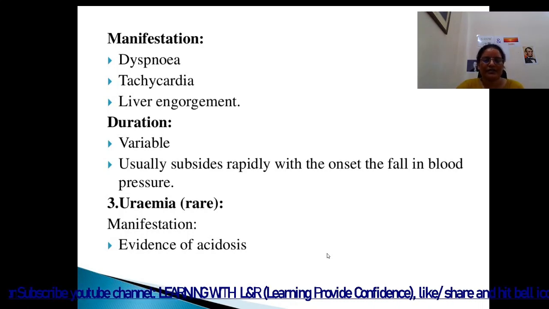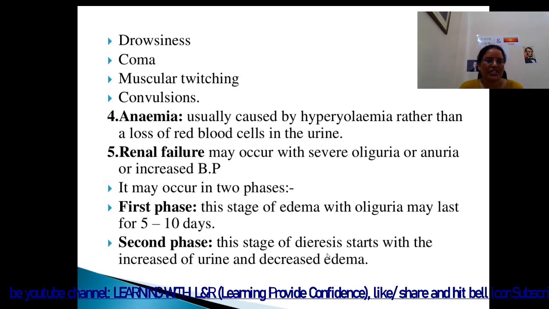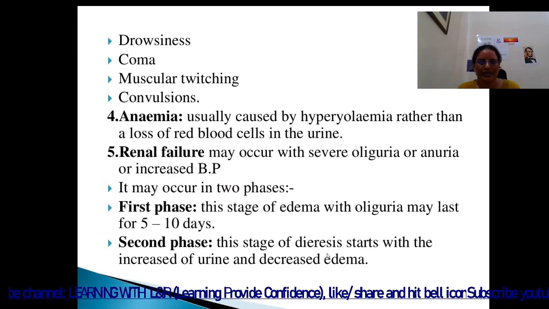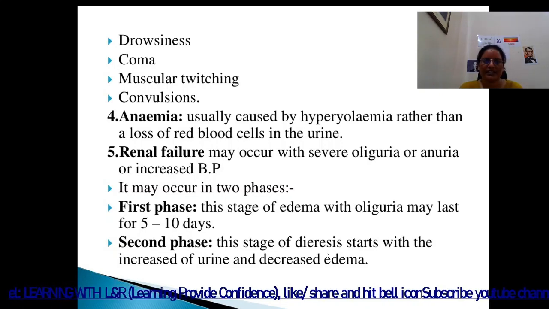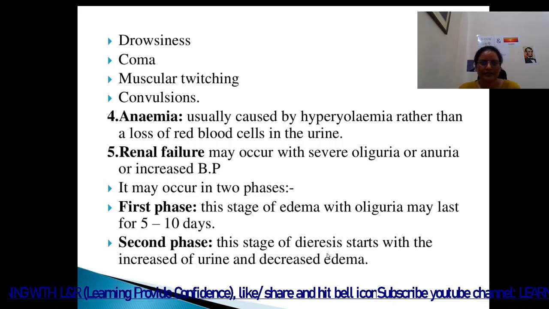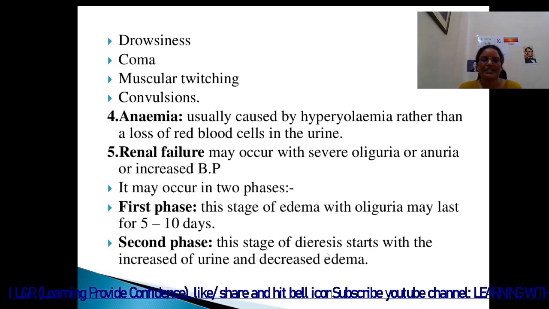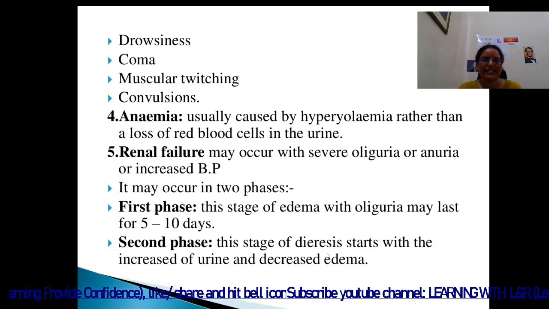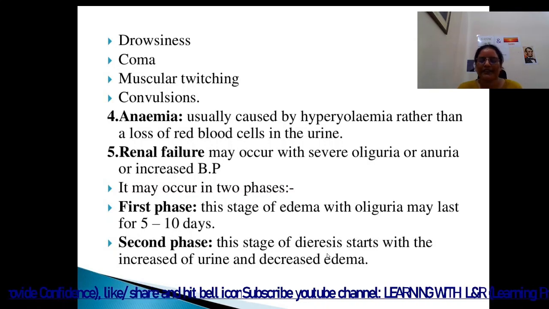Uremia, symptoms by evidence of acidosis, drowsiness, coma, muscular twitching, convulsions. Anemia usually caused by hypervolemia rather than a loss of red blood cells in the urine. Renal failure may occur with severe oliguria or anuria or increased blood pressure. It may occur in 2 phases. First phase. This stage of edema with oliguria may last for 5 to 10 days. Second phase. This stage of diuresis starts with the increased urine and decreased edema.